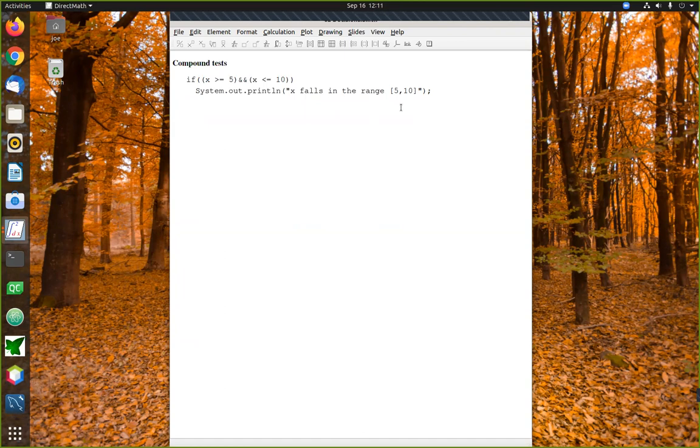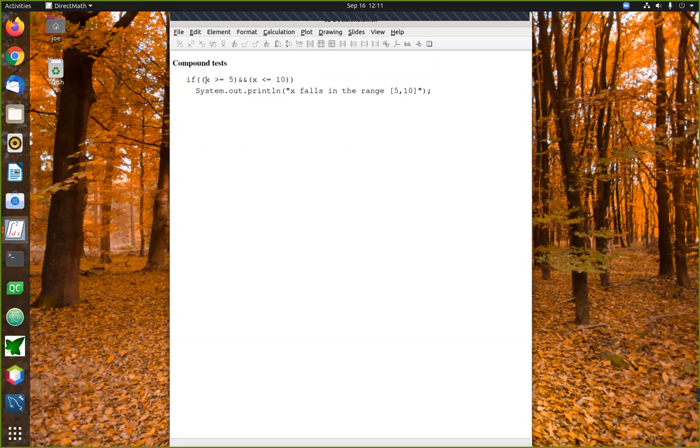Now, the problem with this is that to determine whether or not you're in this range, you actually have to ask two questions. The first question is, x greater than 5? And the second question is, x less than 10? And it's only if the answers to both of those questions are true that you know for certain that x is in that range. So to resolve this, we need to ask a pair of questions, and we do that by asking two separate questions.